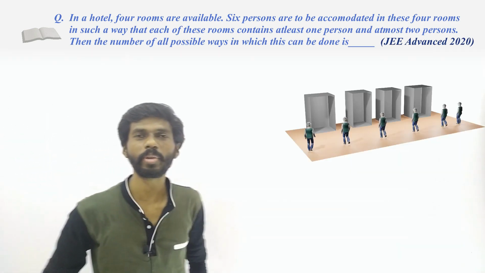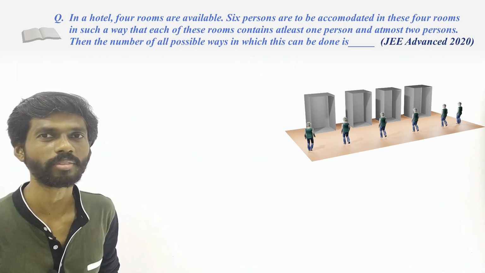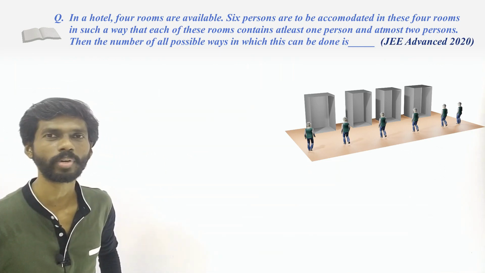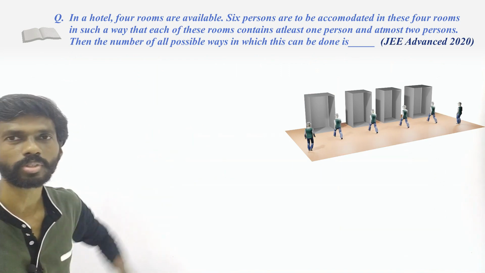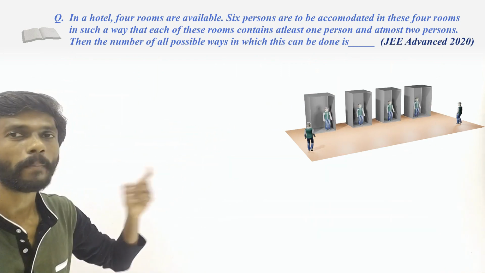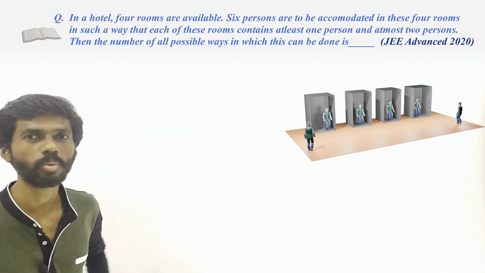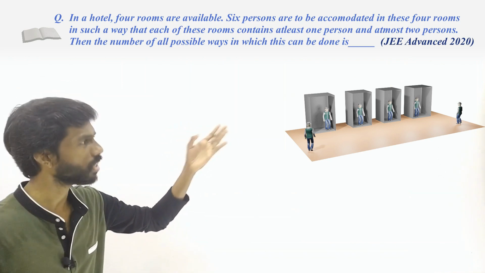So here there are 6 people to be accommodated in 4 rooms. So obviously some of these rooms should contain more than one person, right? And each room should contain minimum one person. Suppose these 4 people get into the 4 rooms, and we are still left with 2 more people, and they should take some of these rooms only, but they both cannot get into the same room because the maximum capacity is given to be 2. So they should take different rooms. So this is one example.